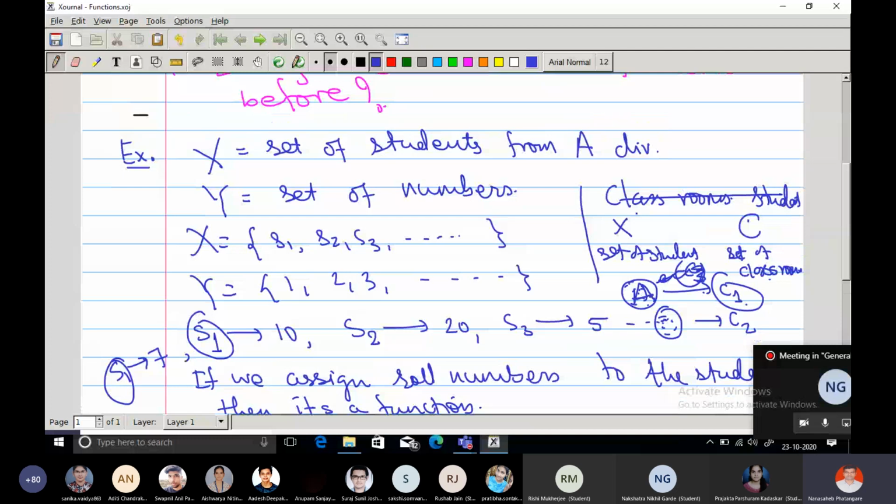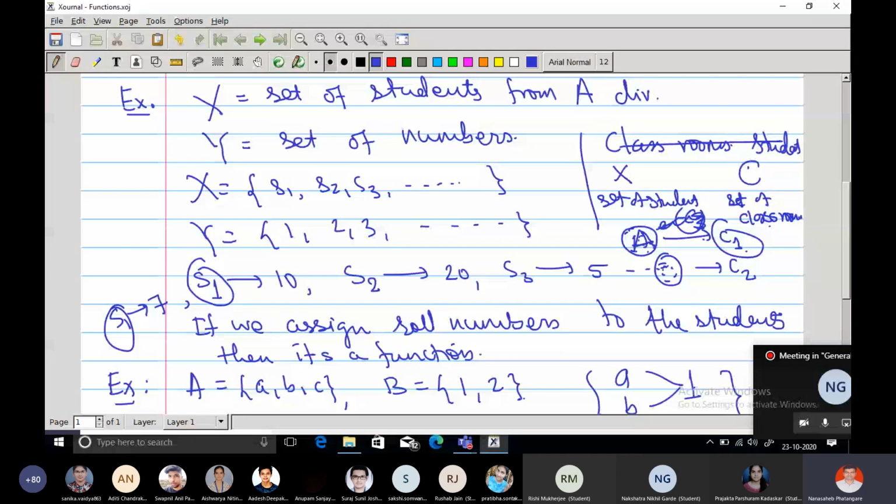Suppose some class is not assigned any classroom. What will happen? Does such a college exist? Does such a system exist, where for a particular class there is no classroom at all? Do you understand? Or some student is not assigned any roll number. Is it possible?